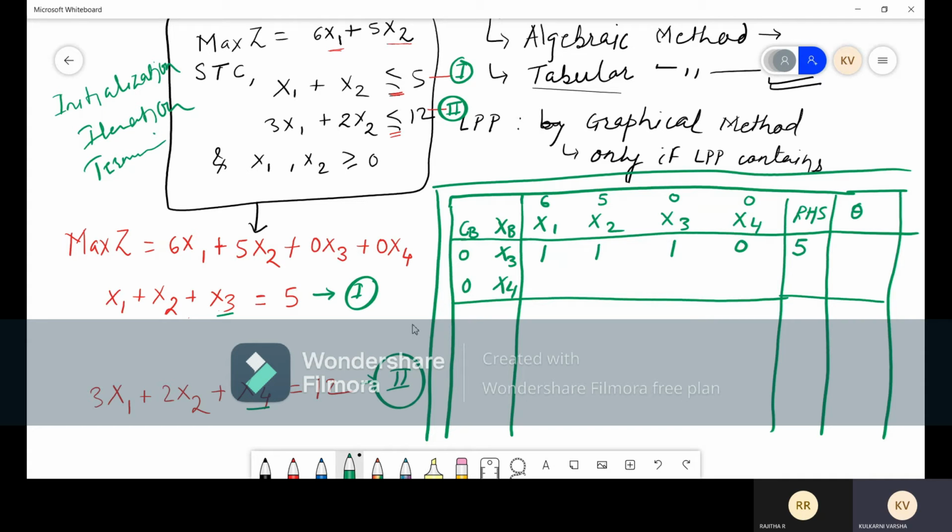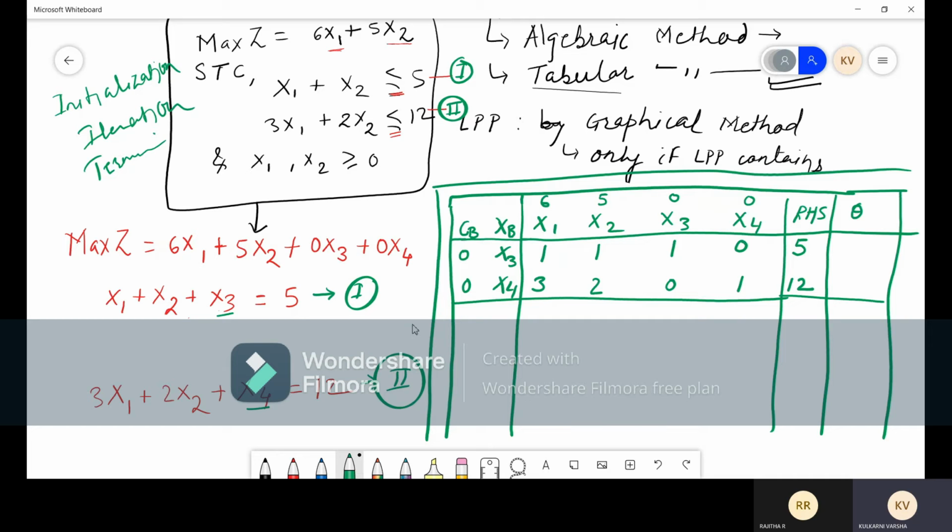In the same way, for the second equation we write down the coefficients: x1 is 3, x2 is 2, there is no x3 in this so 0, and x4 is 1, and then RHS is 12.